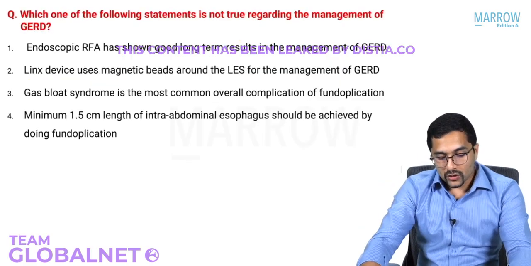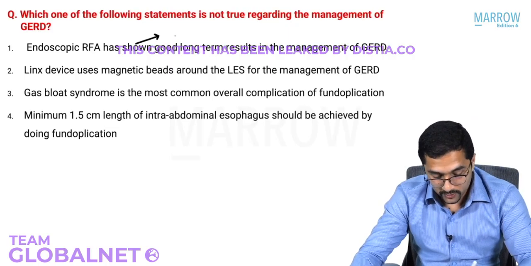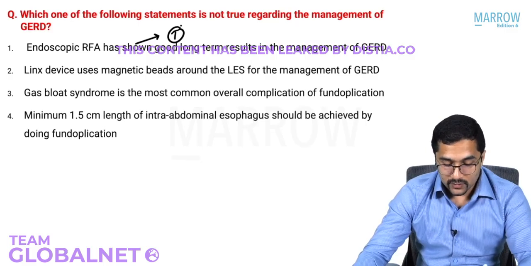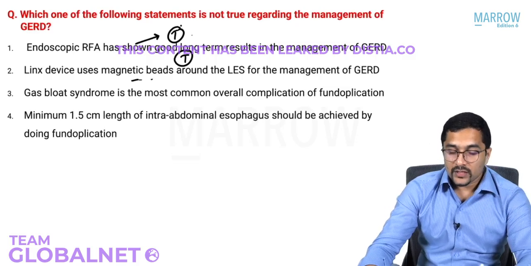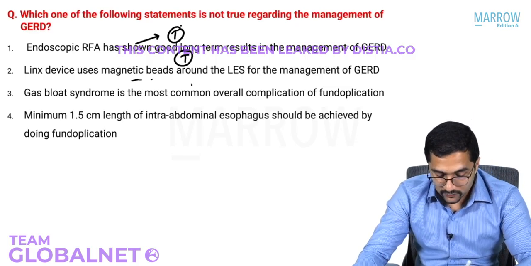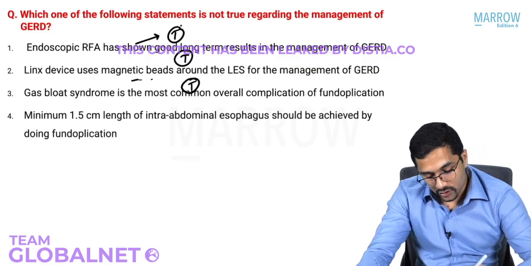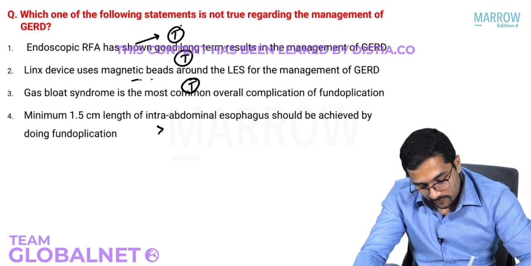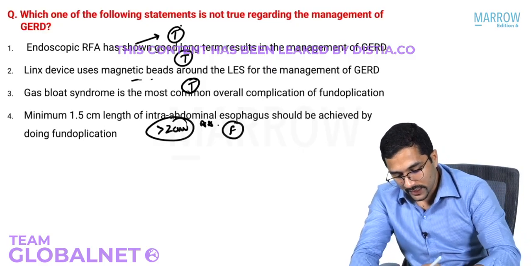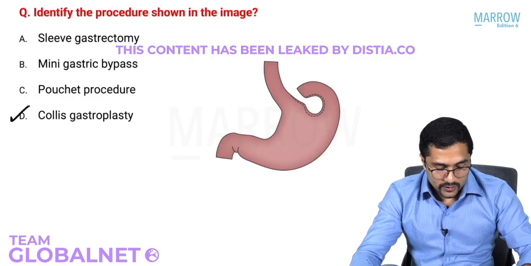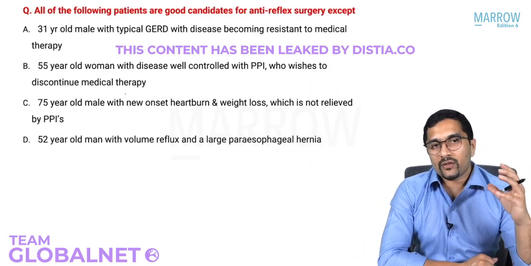Which of the following is not true regarding the management of GERD? Endoscopic radiofrequency ablation has shown good long-term results. This is true. Lynx device uses magnetic beads around the lower esophageal sphincter. This is true. Gas bloat syndrome is the most common overall complication for fundoplication. This is true. And minimum 1.5 centimeter intra-abdominal length should be achieved. No, it should be more than 2 centimeters. So this is a false statement. The procedure shown, this I've told you, is Collis gastroplasty, which increases the length of the esophagus. So this is a very important question according to me.